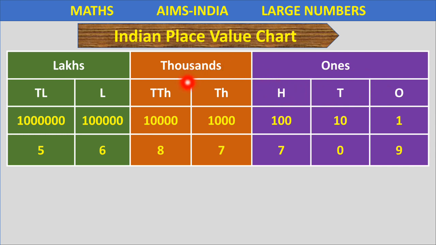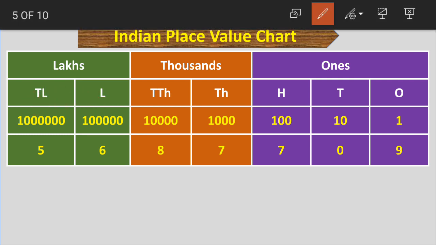Coming to the thousands period, we have thousands and 10,000s. Coming to the lakhs period, what do we have, children? We have lakhs and 10 lakhs. You remember this, right? And why do we use these periods? We use these periods to separate the numbers using commas. We put commas in a number depending on their periods.